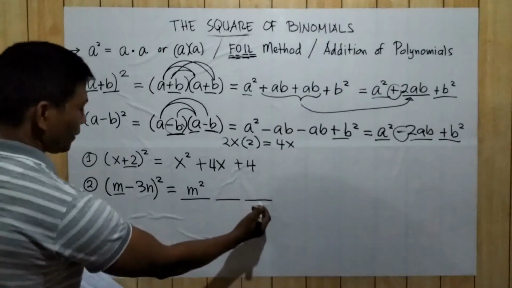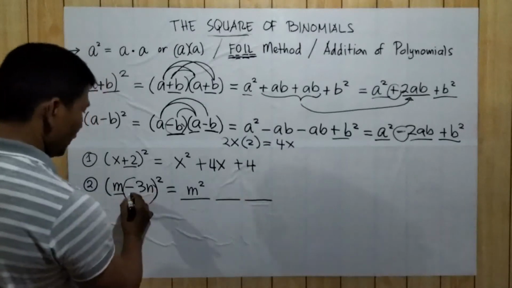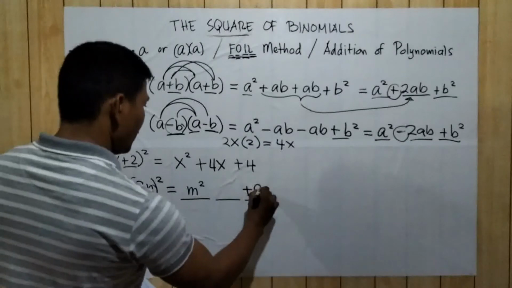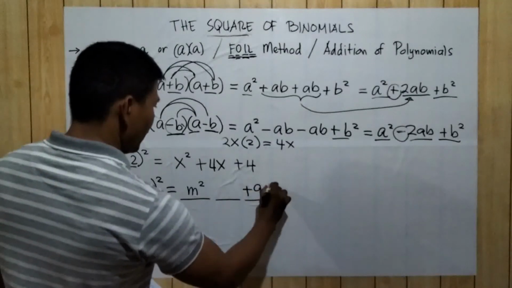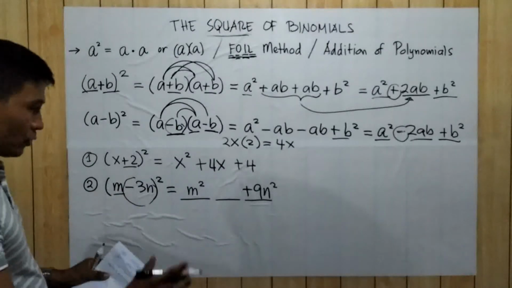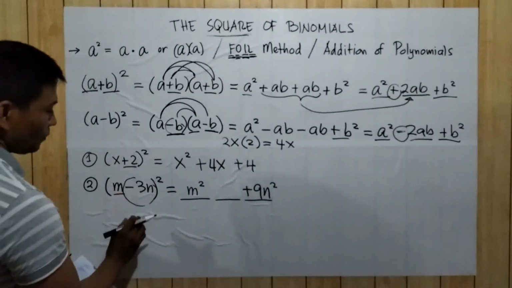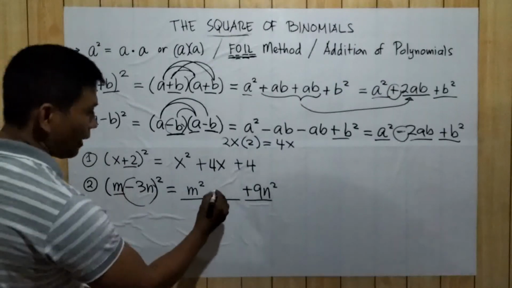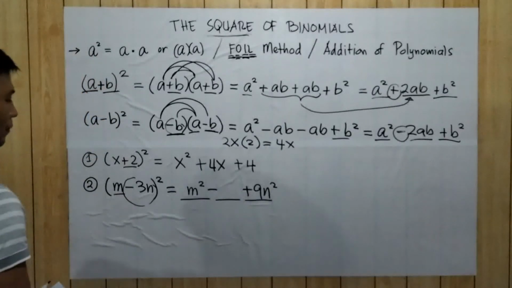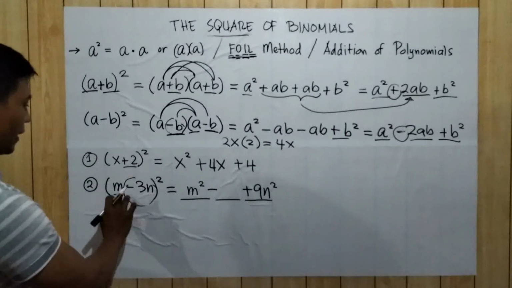How about the third term? Square po ng negative 3n. Negative times negative is magiging positive po siya. 3 squared is 9. N squared is n squared. How about our middle term? Since the operation in between the two terms of our binomial is subtraction, it follows that the sign of our second term or middle term is minus. Minus of twice the product of the first and the second term.